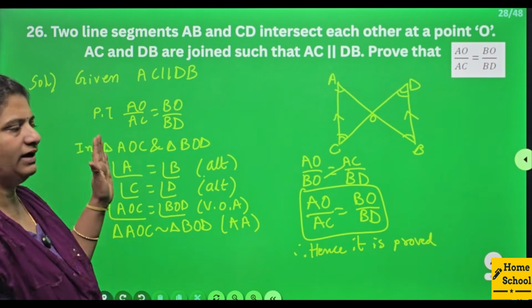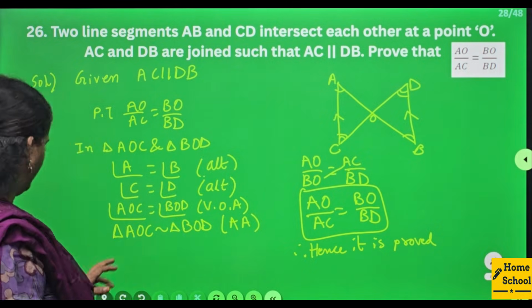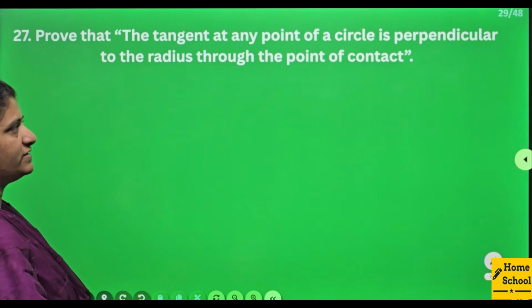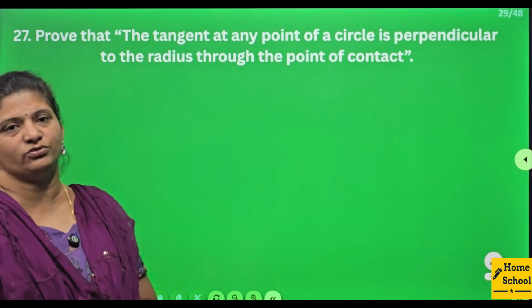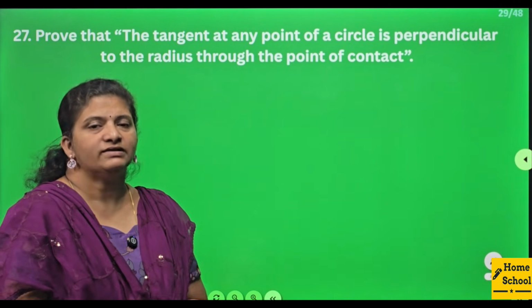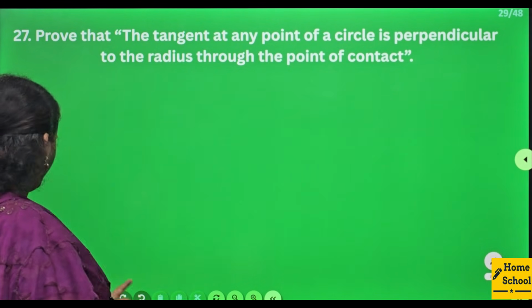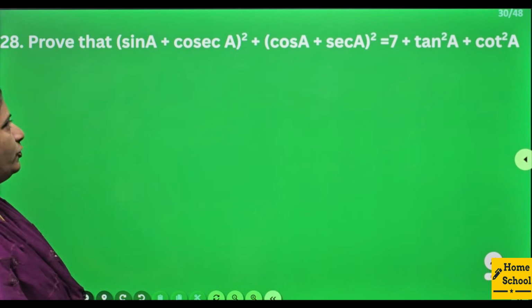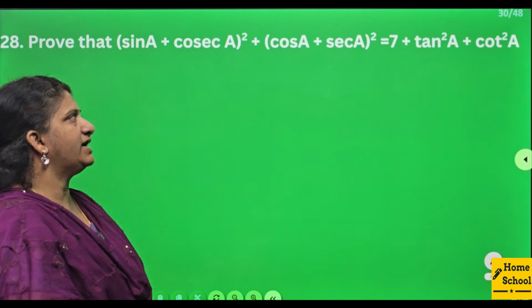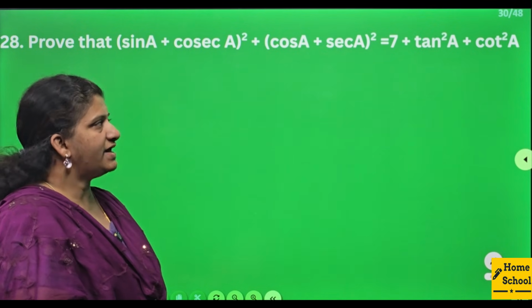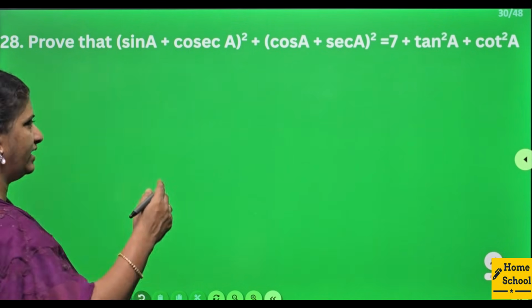Okay, you need to write the given data and all, children, here. 27. Prove that the tangent at any point of a circle is perpendicular to the radius through the point of contact. This is a direct circle's first theorem from your textbook, right? 28. Prove that (sin A + cosec A)² + (cos A + sec A)² = 7 + tan² A + cot² A.